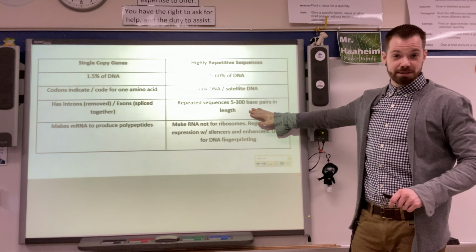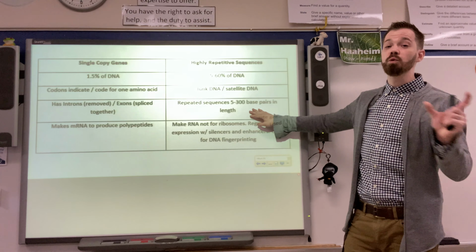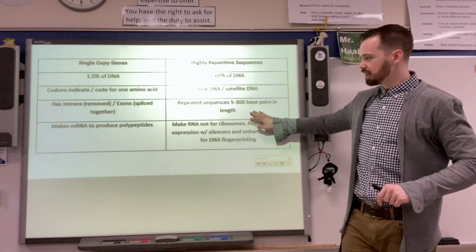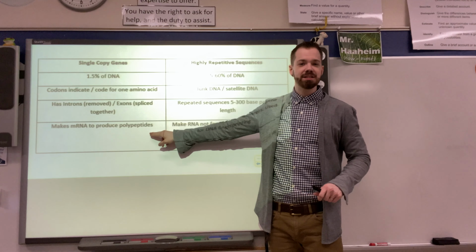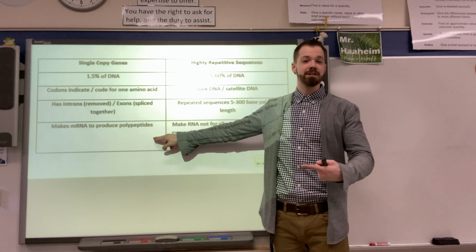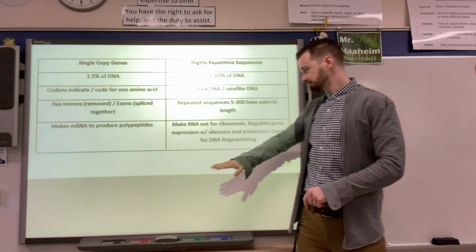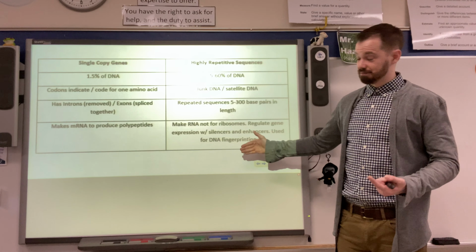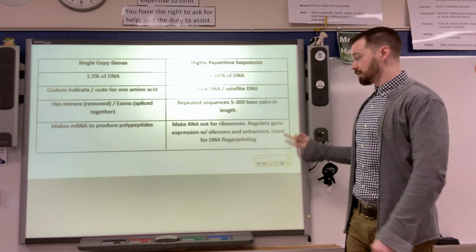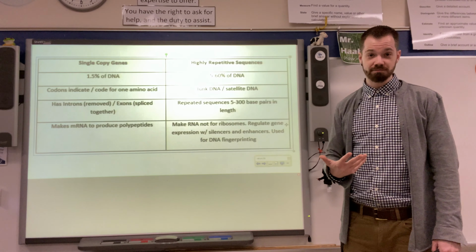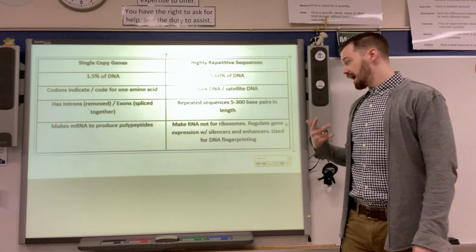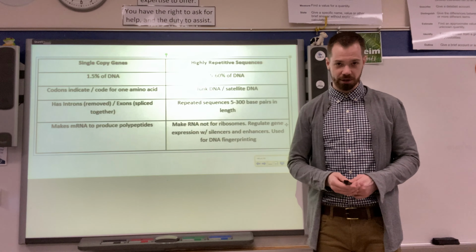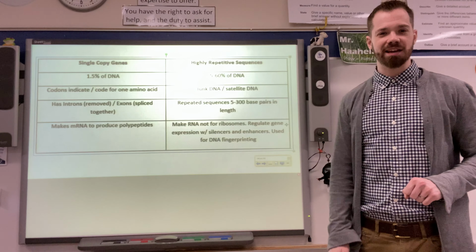Over here, what it's made of is just these repeating words of DNA, 5 to 300 base pairs for each word. Over here, you're going to use this to make mRNA, and that's ultimately what you're going to use to make a protein. Over here, these do not make RNA that goes to ribosomes. They might make other kinds of RNA. They also regulate your gene expression, which genes you use and don't use, and ultimately you can use them in forensics for what's called DNA fingerprinting. And that is the end of subtask 3.